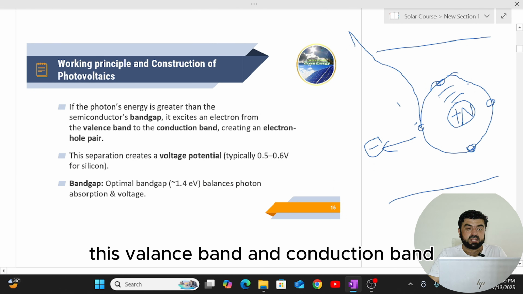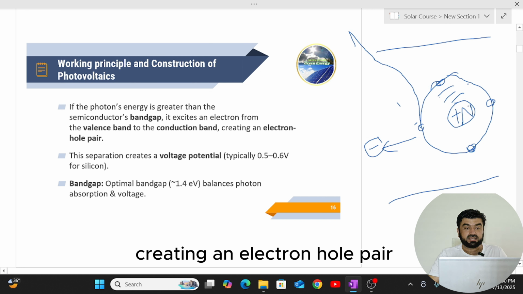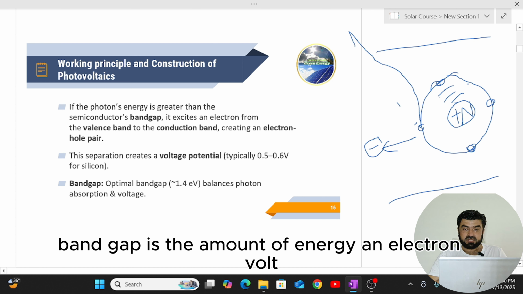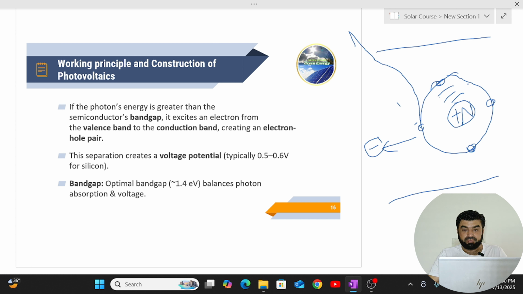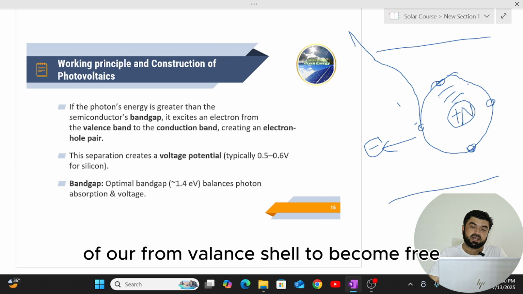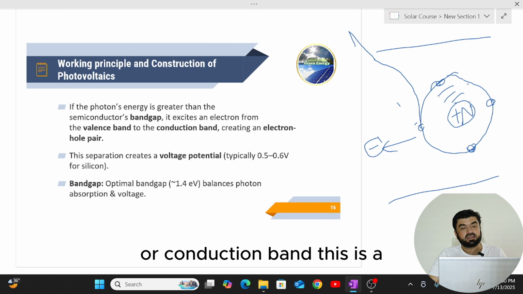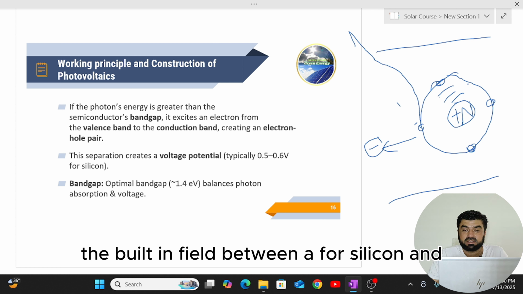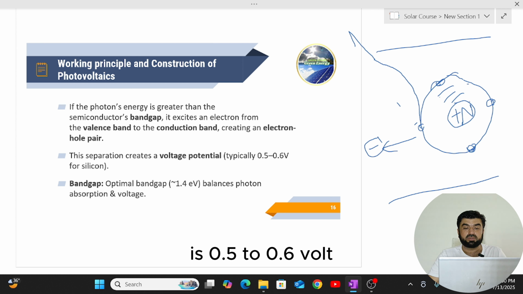This valence band and conduction band create an electron hole pair. We studied the band gap. Band gap is the amount of energy in electron volt required to free the electron from the valence band or valence shell to become free, or to reach the conduction band. This is the band gap. And the voltage, the separation, the built-in field in silicon is 0.5 to 0.6 volt.